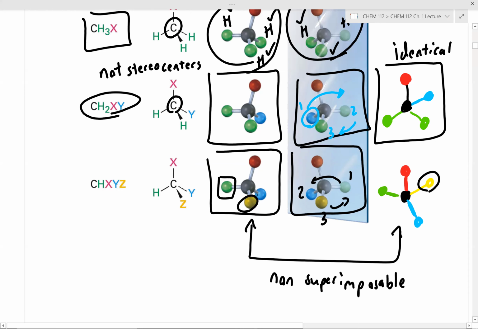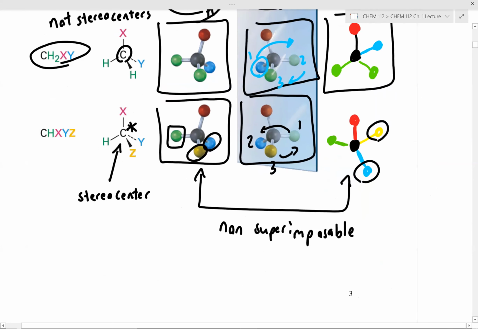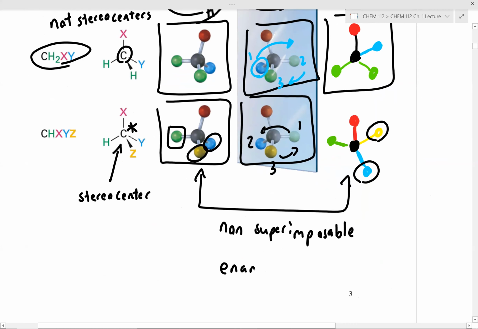The yellow substituent and the blue substituent are in different relative positions in these two structures. So in this case, this carbon is a stereocenter, and this pair of molecules are what we call enantiomers: molecules that are non-superimposable mirror images that have different configurations at each of their stereocenters, to be more technical about it.